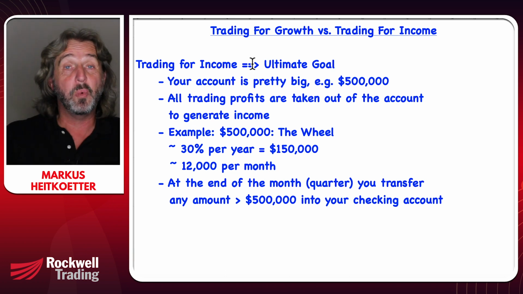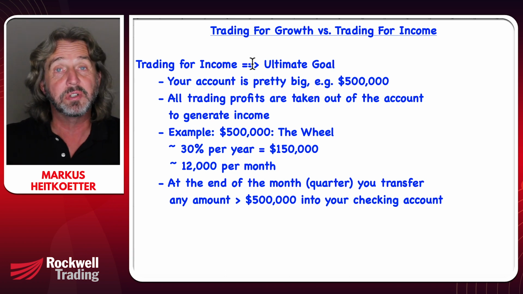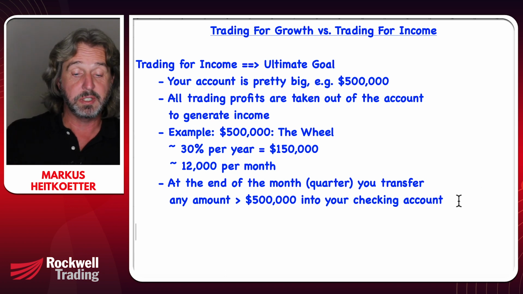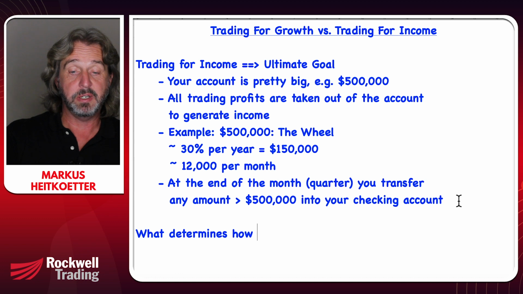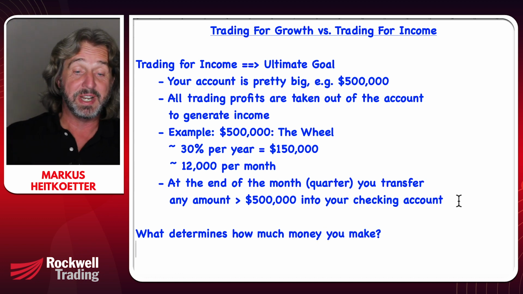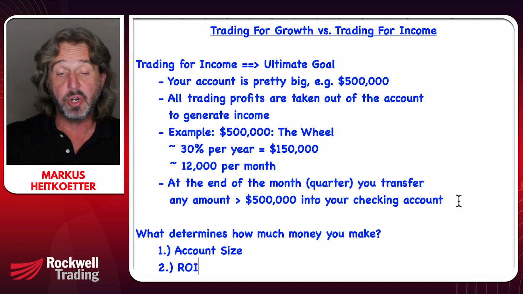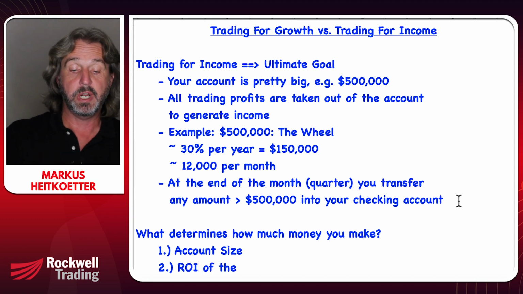Now, again, if you want to make more than $150,000 a year, there's two ways how to do this. So what determines how much money you make? Well, there's two deciding factors here. The first one is obviously your account size. And the second is the percentage, the ROI, return on investment of the trading strategy.